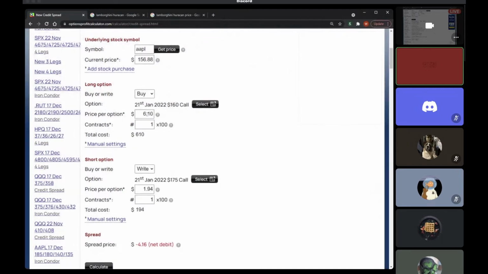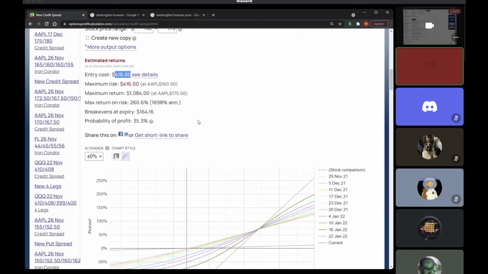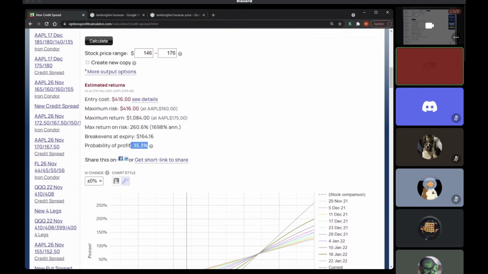Okay. Now, I'm paying 610. That's per contract. And then I'm writing a contract for 194. So I'm collecting this back if I do this. So you could take 610 and minus 194 to get your overall cost, which is 416. Okay. So now I have a 35% probability of profit, and my max return on risk is 260. So that's pretty close. I would like to see this a little higher if I could, at maybe a 3-to-1 risk reward ratio for swing trades.